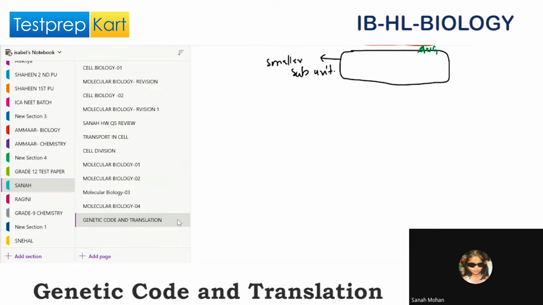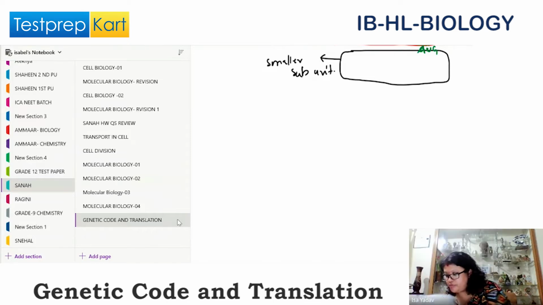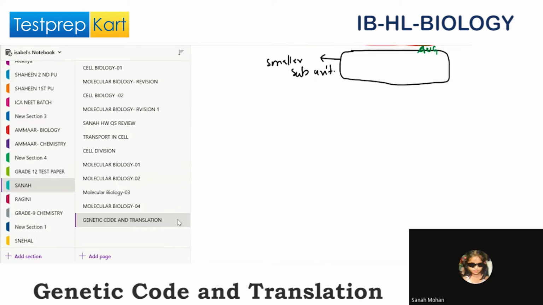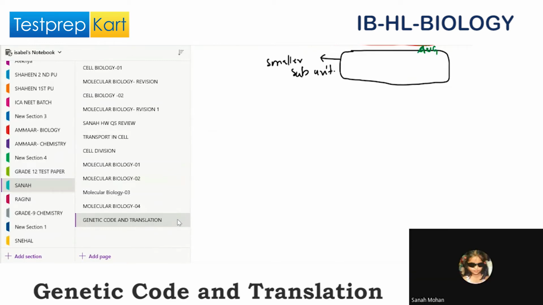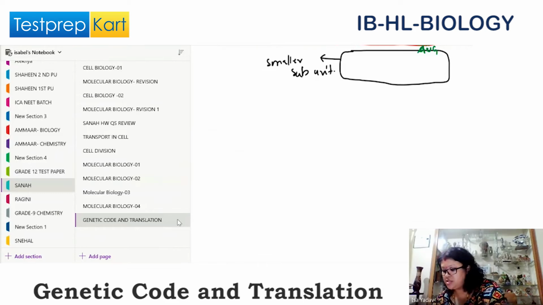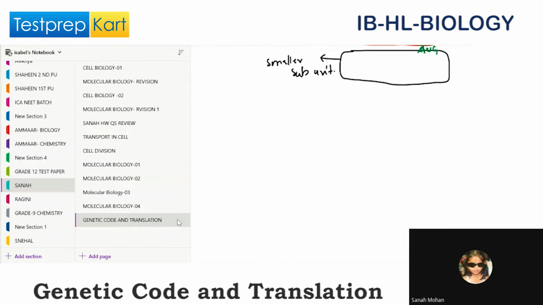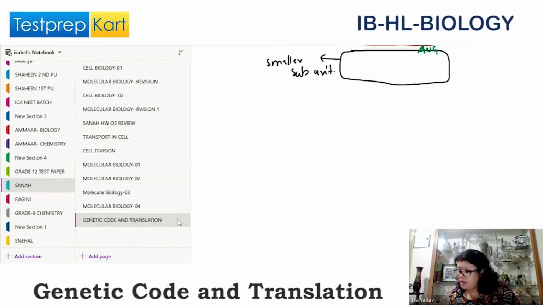Structure of DNA, RNA, gene, replication. We're done with unit 2 and starting topic 3. Okay, so photosynthesis you have done? Photosynthesis is in topic 2.